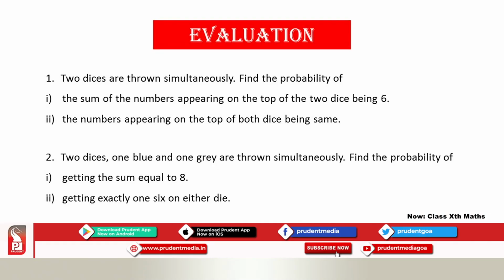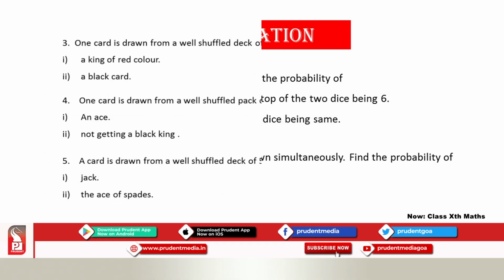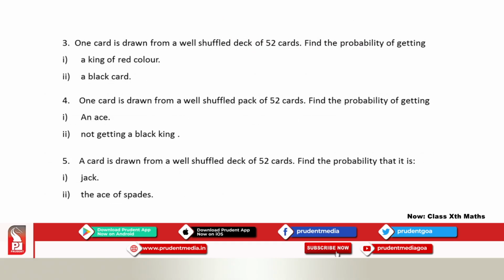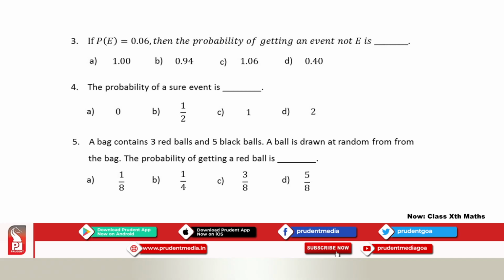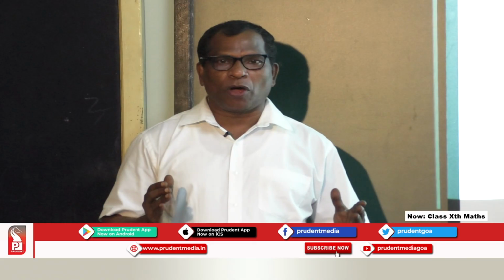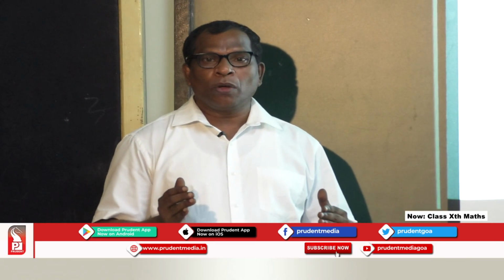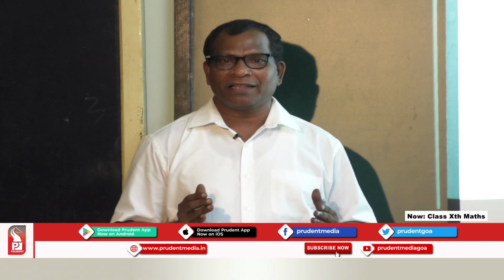Here's a worksheet for you in the form of evaluation. I want you to try all these problems. These are very, very important problems. These problems were asked in the earlier board papers. And I want you to try each and every problem so that you score full marks in probability and full marks in mathematics.